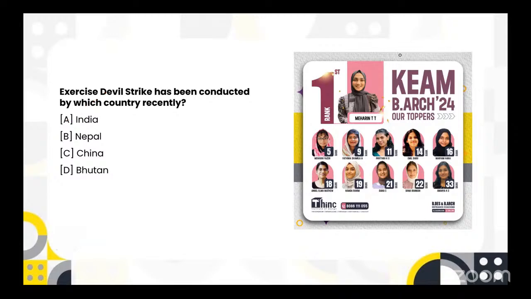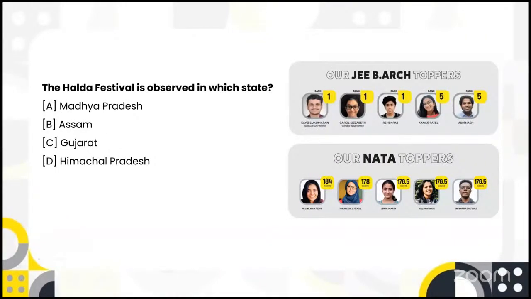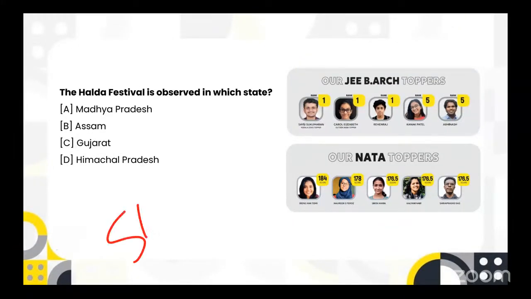All right. Moving on to the next question. Halda festival is observed in which state? Madhya Pradesh, Assam, Gujarat, Himachal Pradesh. Okay. So Halda festival is also celebrated in the Jan month only. The purpose is to honor Shishkar Appa.